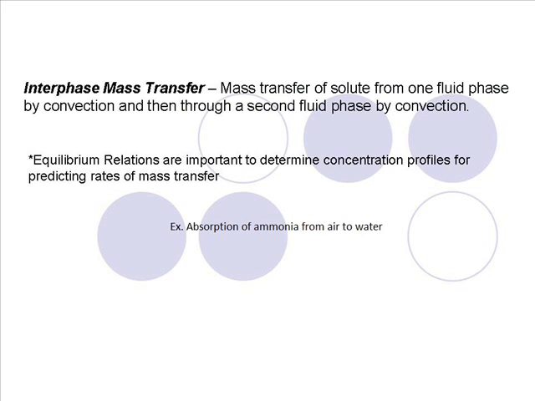Interface mass transfer. Interface mass transfer is the mass transfer of solute from one fluid phase by convection and then through a second fluid phase also by convection. Equilibrium relations are important to determine the concentration profiles for predicting rates of mass transfer. One example of this transfer is the absorption of ammonia from air by water.